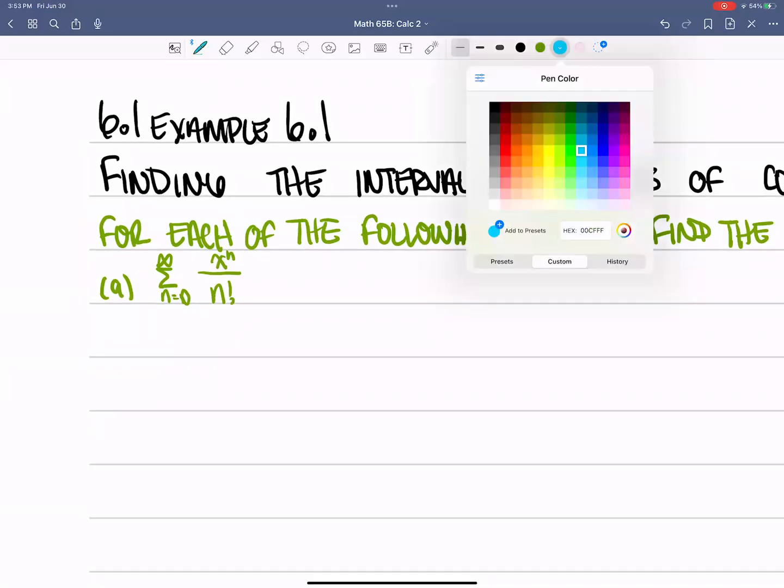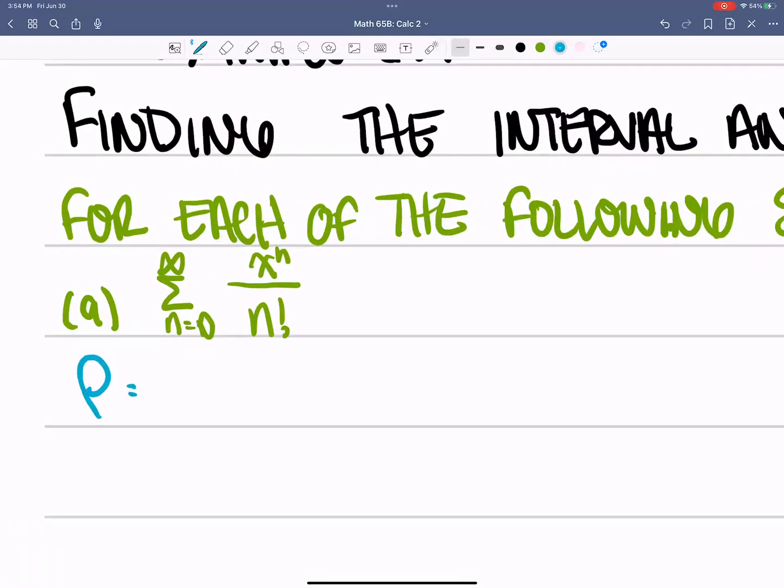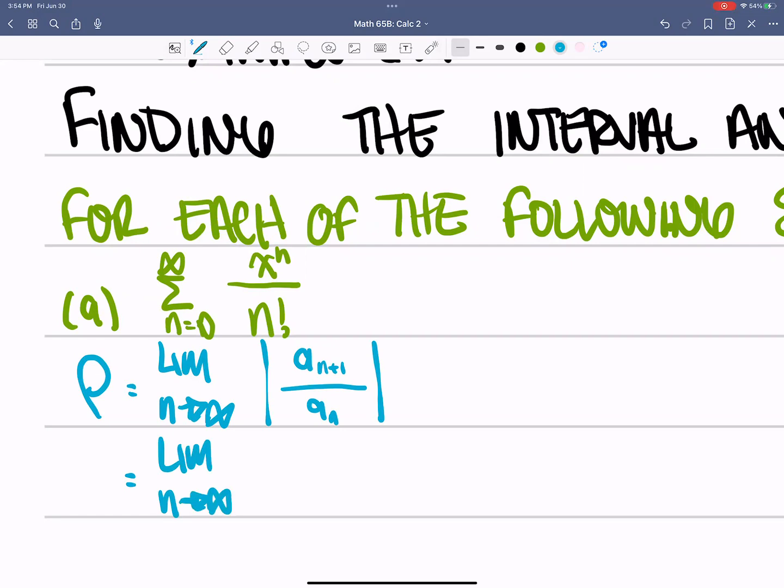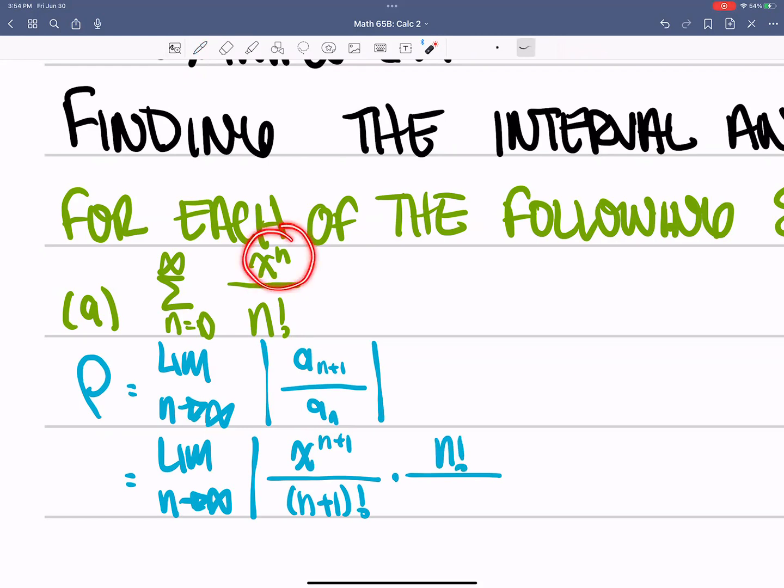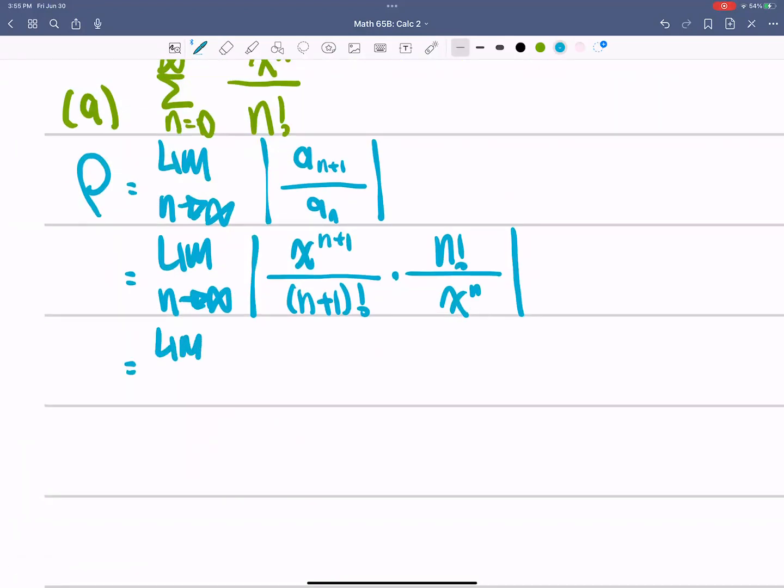So for the ratio test, we let rho equal the limit as n approaches infinity of a sub n plus 1 divided by a sub n. So the limit as n approaches infinity of the absolute value of, I'm going to do keep change flip, so a sub n plus 1 multiplied by the reciprocal. a sub n plus 1 is x to the n plus 1 over n plus 1 factorial. Then we multiply by the reciprocal of a sub n, so n factorial is the numerator and x to the n is the denominator. After the last chapter, we're kind of experts at this one.